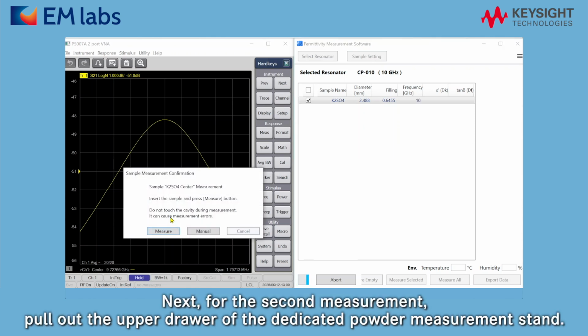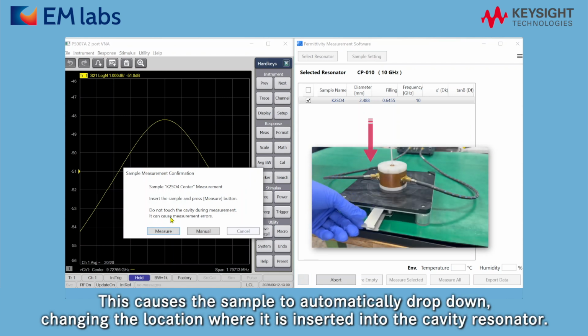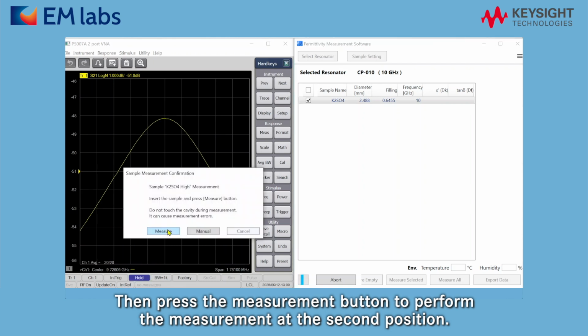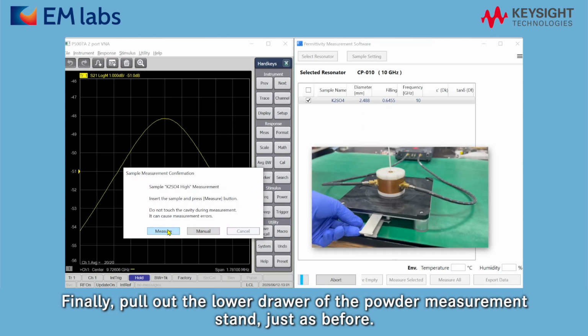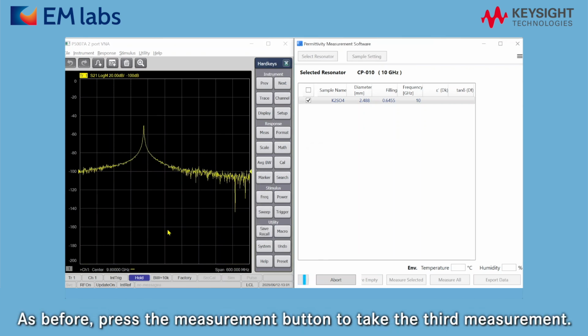Next, for the second measurement, pull out the upper drawer of the dedicated powder measurement stand. This causes the sample to automatically drop down, changing the location where it is inserted into the TM Resonator. Then press the measurement button to perform the measurement at the second position. Finally, pull out the lower drawer of the powder measurement stand, just as before. This sets the sample at the third measurement position. As before, press the measurement button to take the third measurement.